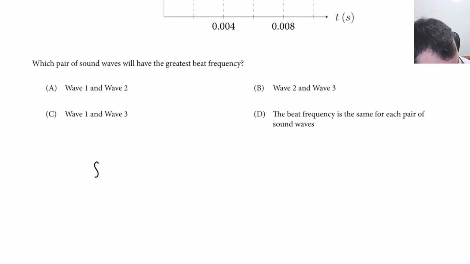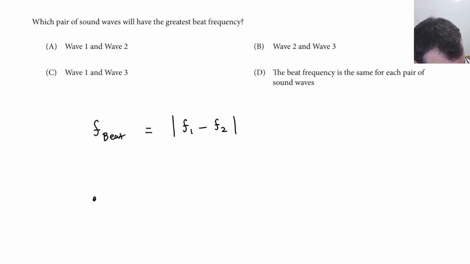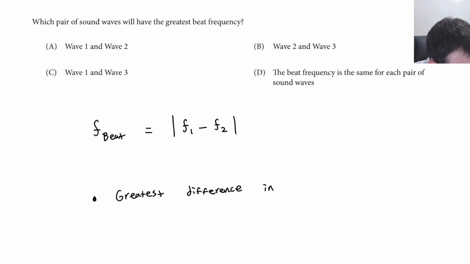So once again, consulting our formula sheet, f beat is equal to the difference in frequency. So we're just looking for the greatest difference in frequency.